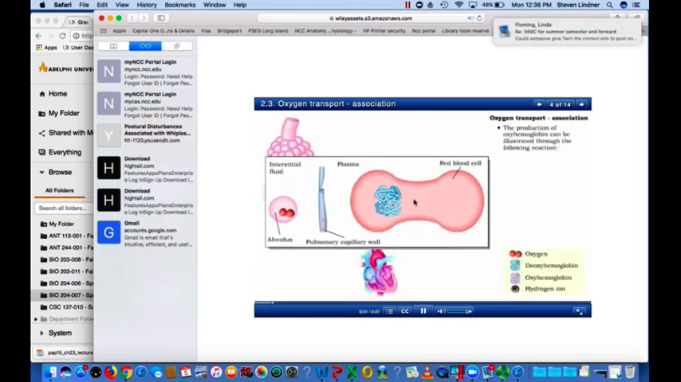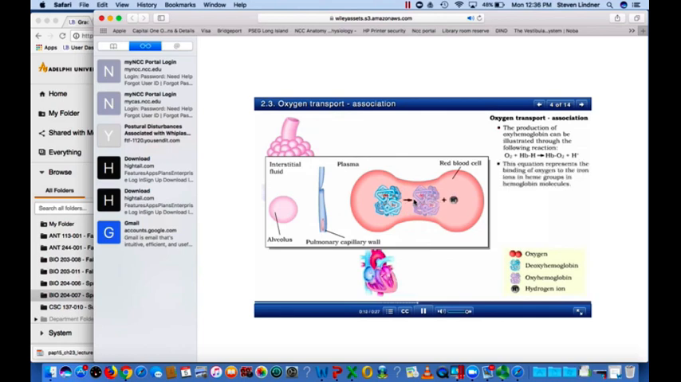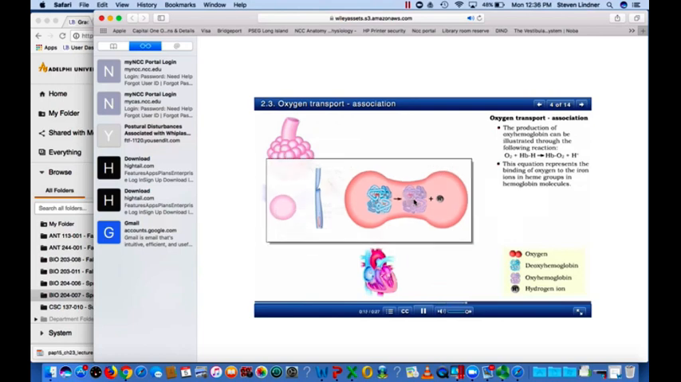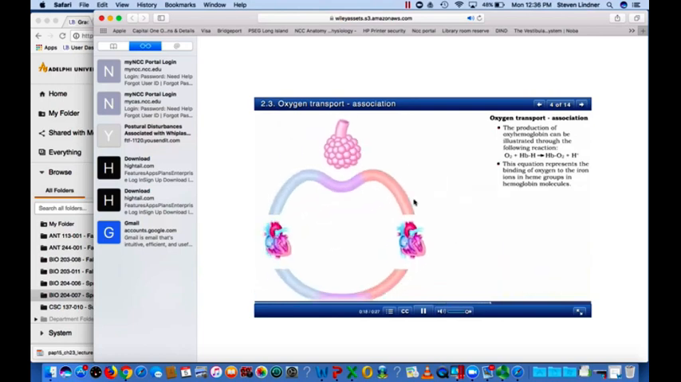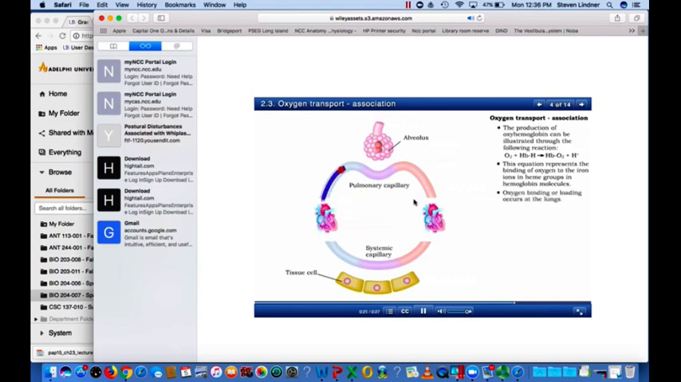The production of oxyhemoglobin can be illustrated through the following reaction. Oxygen binds with deoxyhemoglobin to form oxyhemoglobin and hydrogen ions. This equation represents the binding of oxygen to the iron ions in heme groups in hemoglobin molecules. Oxygen association occurs at the lungs.